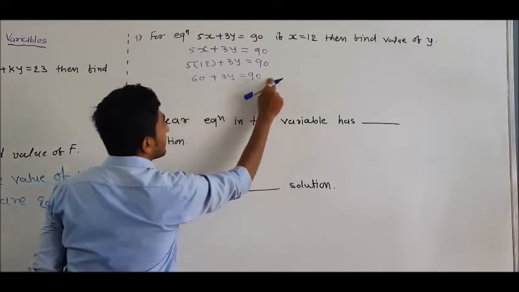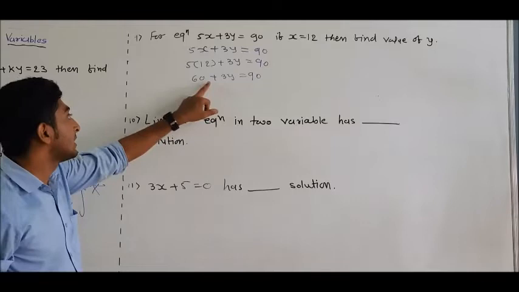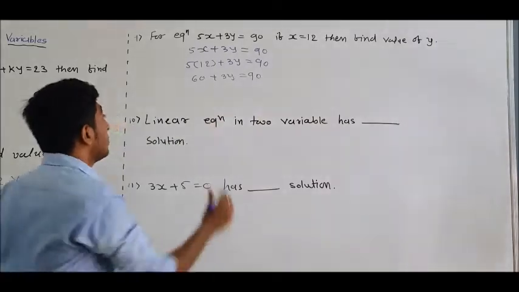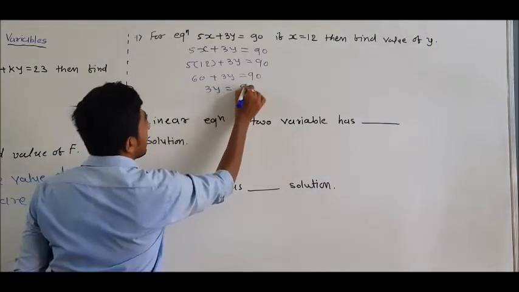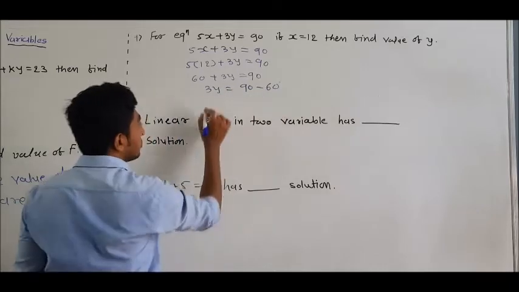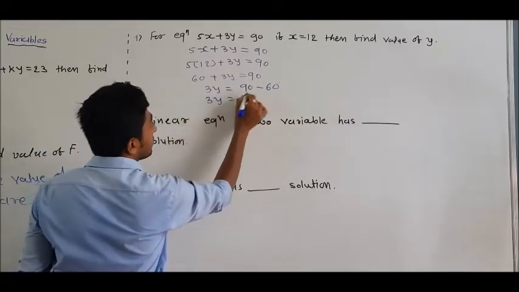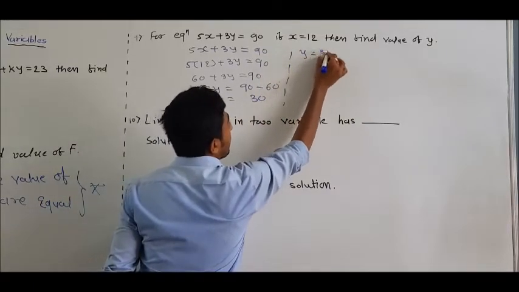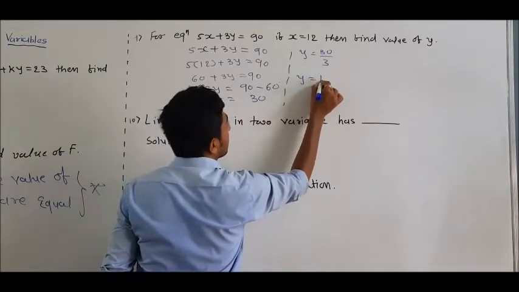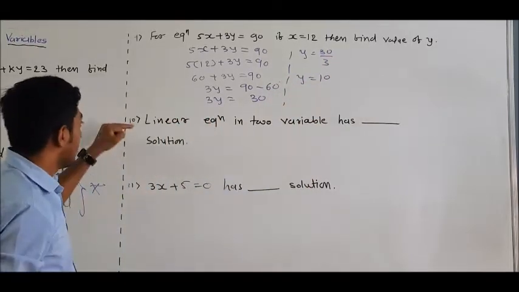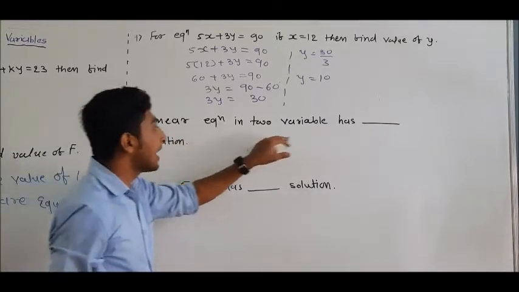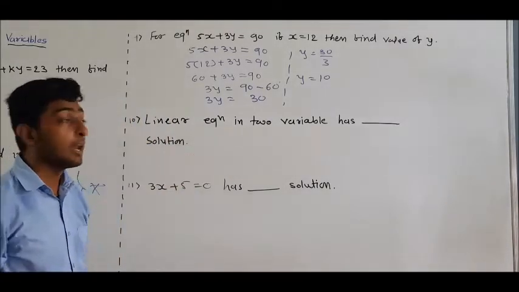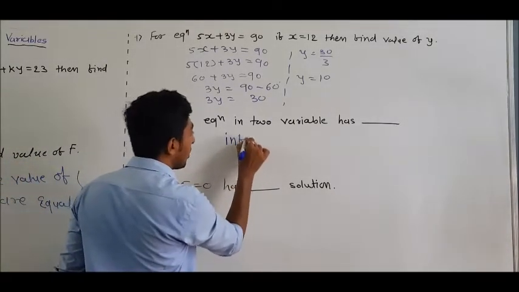Now 60 will go to the other side. The sign will change because here 60 is positive. When it goes to the other side, the sign will be negative. So we can write 3y equal to 90 minus 60. So 3y equal to 30. So y equal to 30 divided by 3. So y equal to 10. Now another question: a linear equation in two variables has blank solutions. We have already discussed this, friends. A linear equation in two variables has infinitely many solutions.